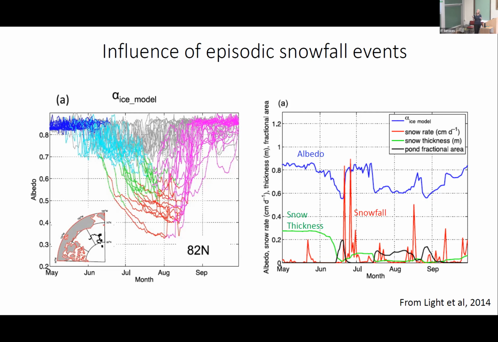So either in this model, we have too many episodic snowfall events, or the model is too sensitive to those snowfall events. But this is something that we need to consider in our climate model simulations, how we're dealing with the impacts of these kind of episodic small summertime snowfall events on the albedo.